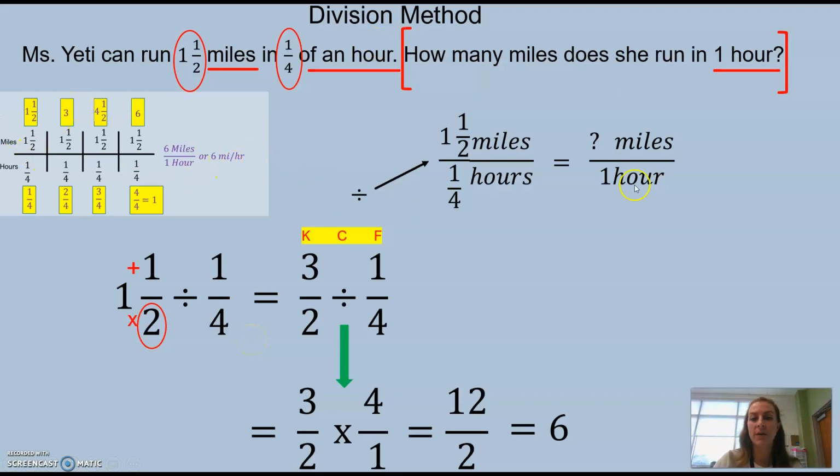So the division method will always work, but we have to pay attention to the order of our problem. Again, starting by setting up what's being asked and then setting up the information that they gave you based on the question and dividing to find our unit rate.